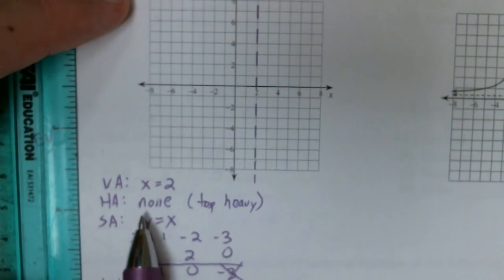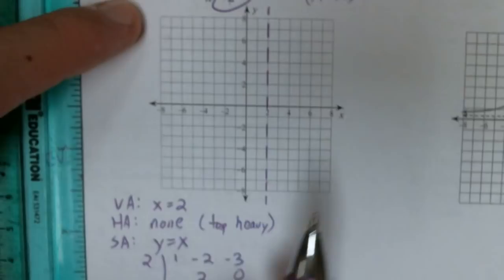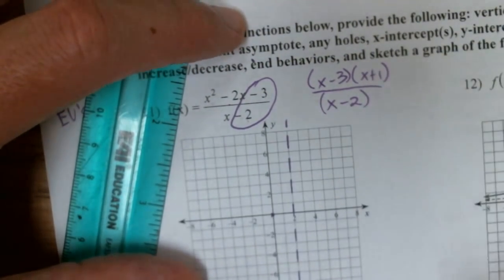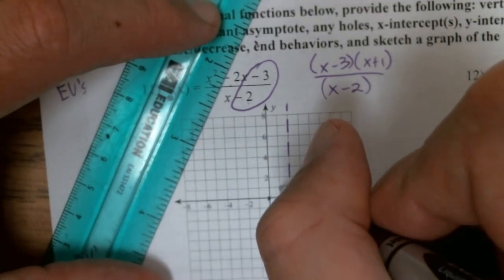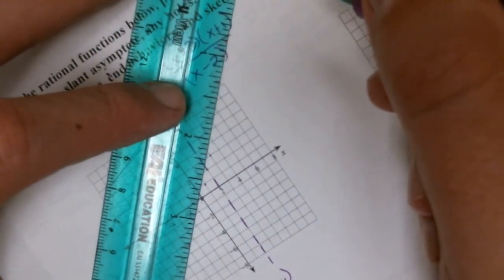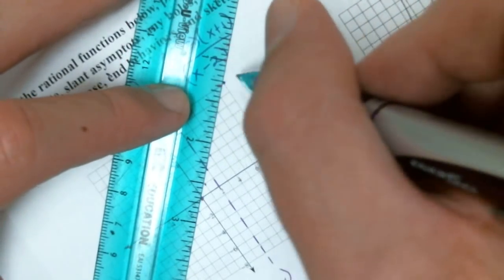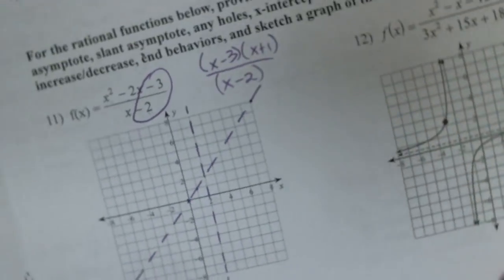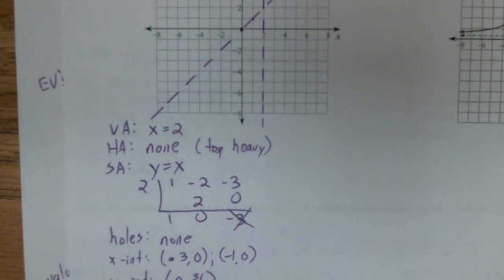Okay, so there's my imaginary vertical line. I have no horizontal asymptote. I have a slant asymptote at y equals x. So that means I've got a y-intercept of 0, and I'm going up one, right one, up one, right one. This is just our classic diagonal line. I'm just going to go from corner to corner and draw an imaginary asymptote. So there's a slant asymptote. I don't have a hole.